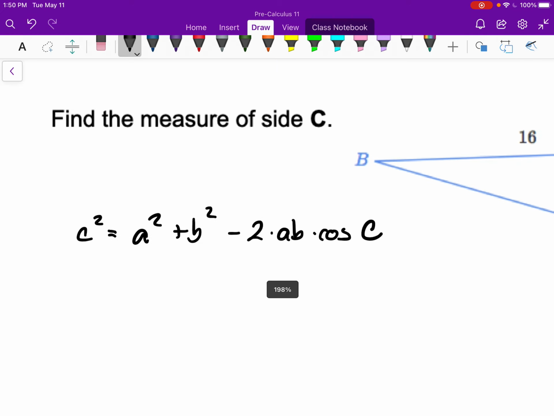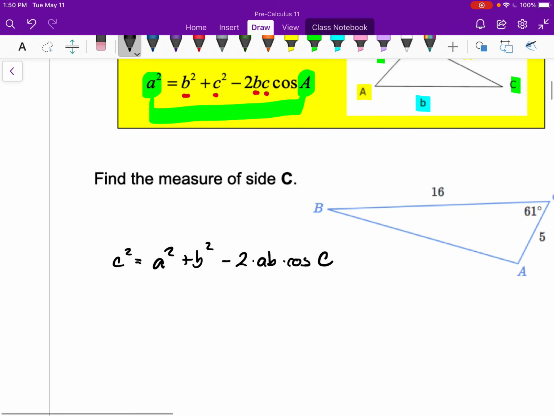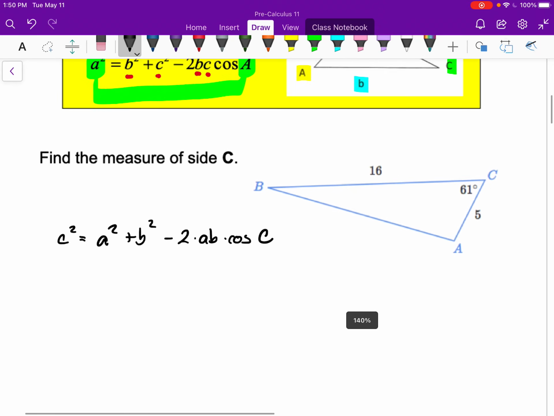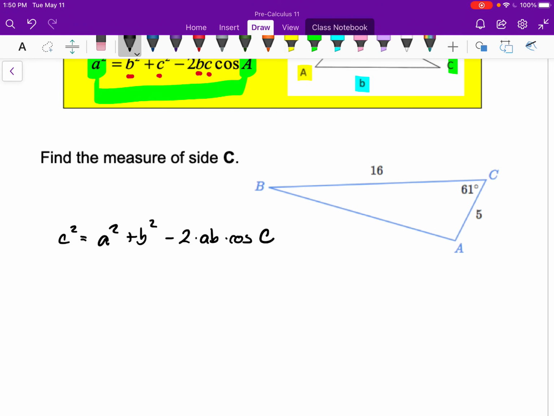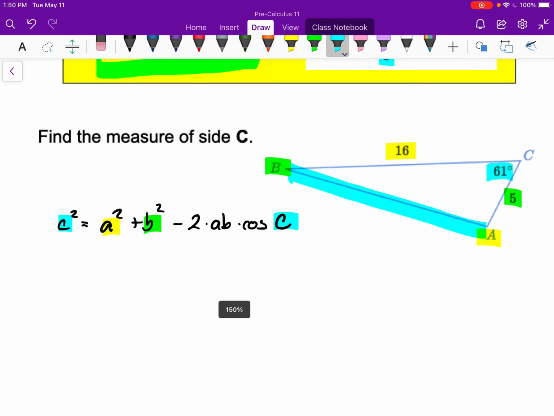What I have here is the exact same thing as I gave you at the start, just with the variables arranged in a way that's helpful for the particular triangle I have here. In this case, side c is this side right here. That's what we're trying to figure out. Side a is 16, because angle A is right there. Side b is 5, because angle B is right there. And angle C is 61 degrees. So we have everything we need in order to find c squared, and therefore c, quite quickly.